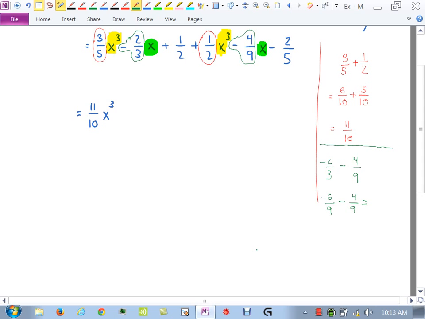So now that they have the same denominator, how do I do that? It's negative 6, right? Take away 4. Negative 10. Negative 10 over 9.